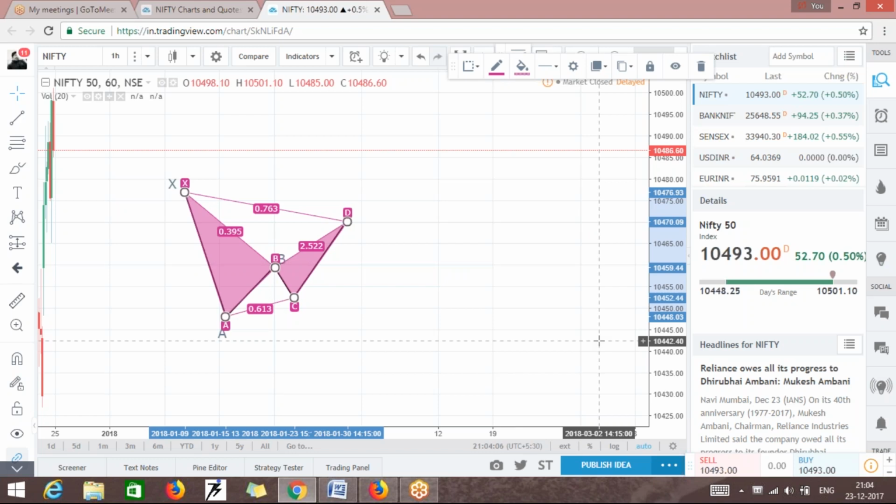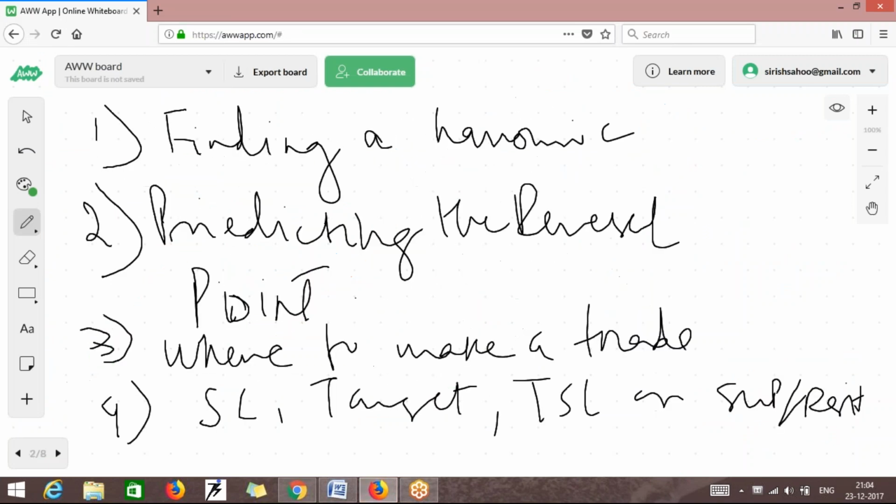So this is the first step. While identifying a pattern, we need to see how much it has been retraced or how much it should extend. As said in the beginning of the class, we discussed there are four things. So finding a harmonic pattern is where the first step completes, after taking into consideration how much the price has moved up or how much it has come down.